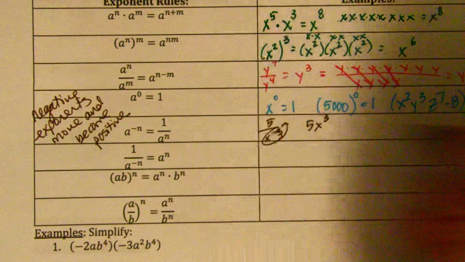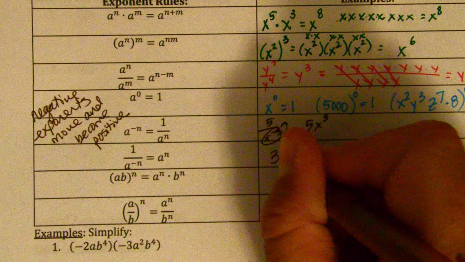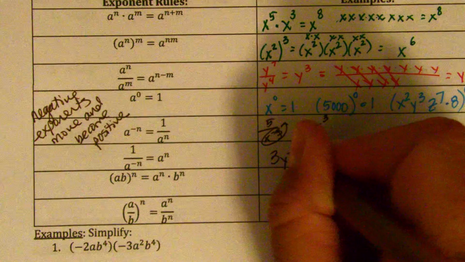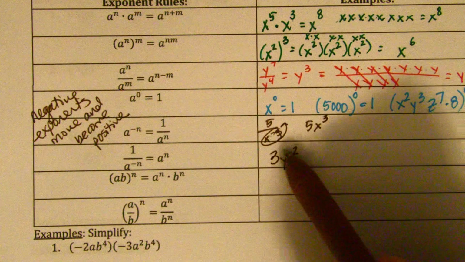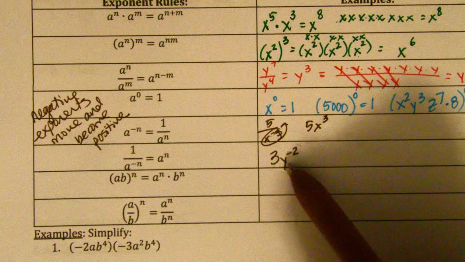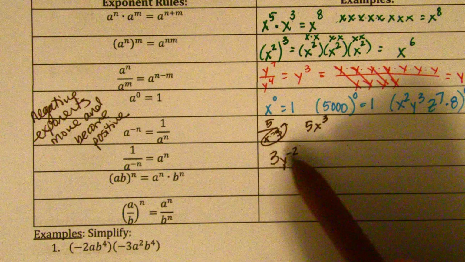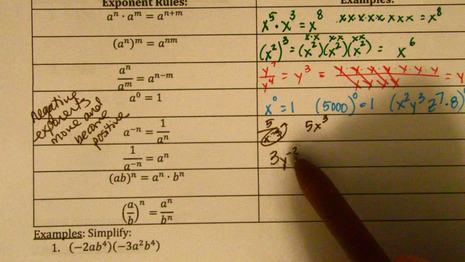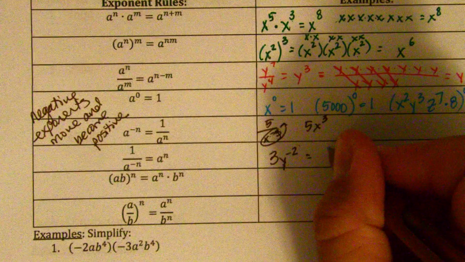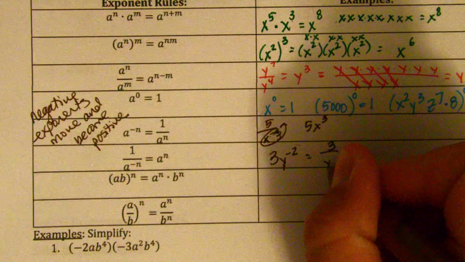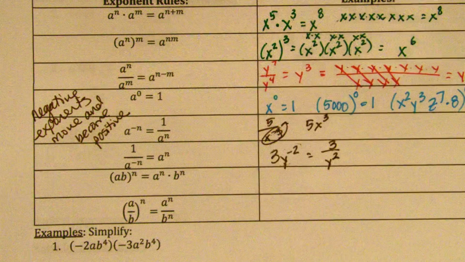If I have, let's say, 3y to the negative 2 power, this negative 2 is just on the y. It's not on the 3. If there were parentheses around this whole thing, then the 3 would also move. But the negative 2 is just on the y. So this becomes 3 over y to the positive 2 power.